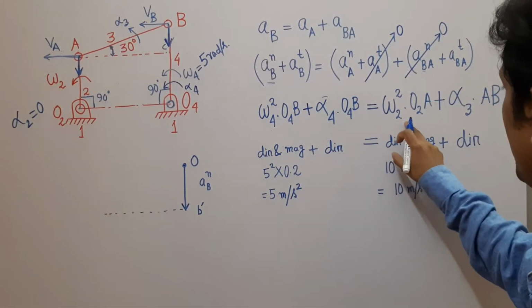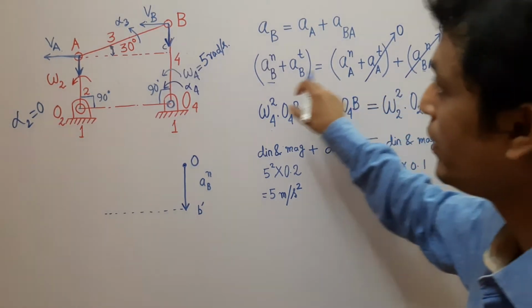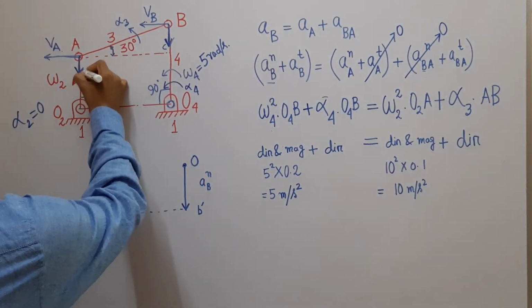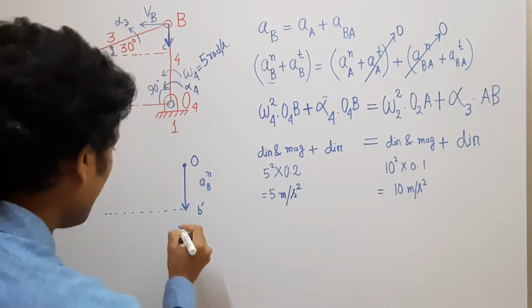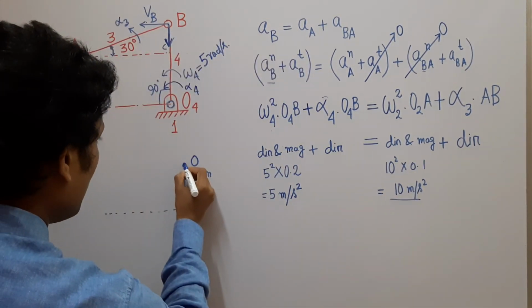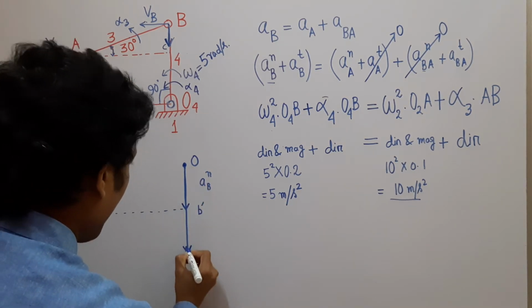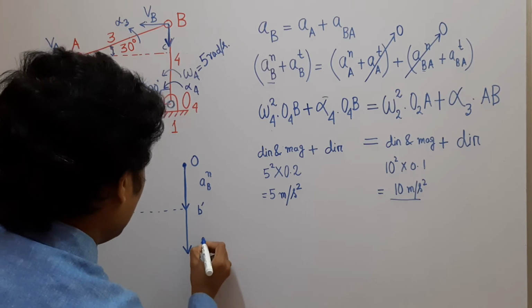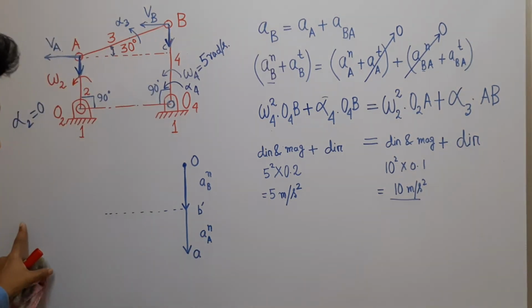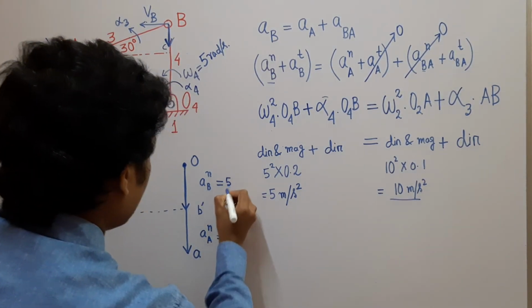Draw. Next is omega 2 square O2A, that is the normal component of acceleration at point A. What is the direction? This is also vertically downward, but the magnitude is 10. So I start from o, so it will be double. So this is a, and this is AAN. This is equal to 10 and this is equal to 5.